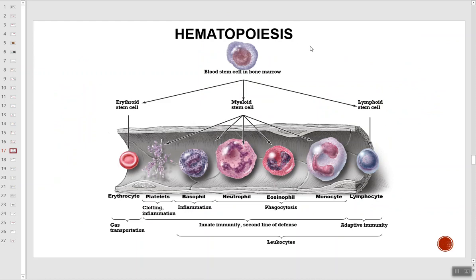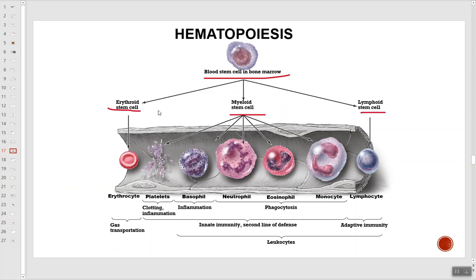Hematopoiesis, again, you have had this in anatomy and physiology too, those of you who have had that, but we'll go through it in any case. There is the pluripotent stem cell in the blood or in the marrow, and from this it can differentiate into one of three. It can either become erythroid, myeloid, or lymphoid.